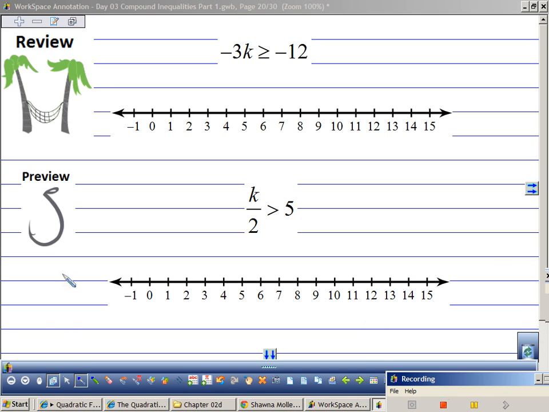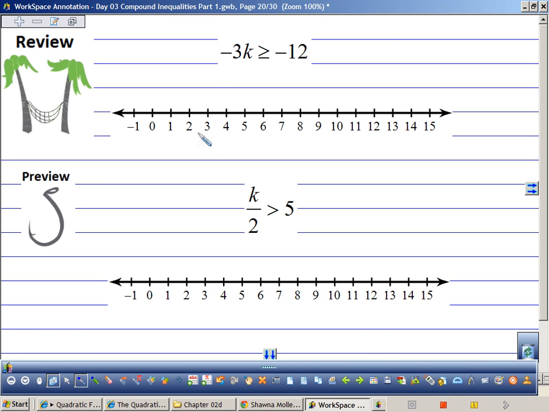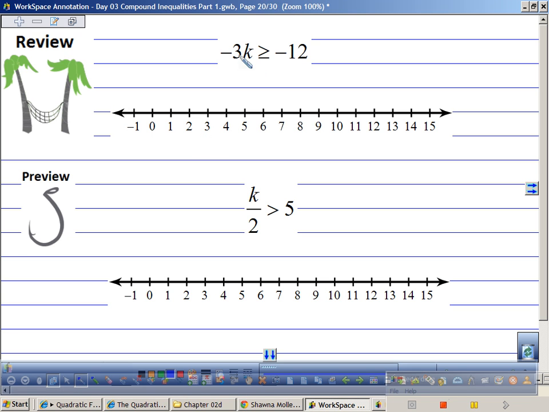Before we start talking about compound inequalities, let's just do a little bit of review about inequalities. So, negative 3k. Would I flip that sign when solving? Yes, because I'm going to divide by negative, right? So if I divide by negative 3, I need to flip that sign.